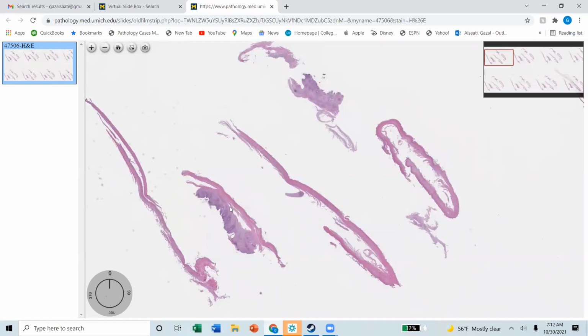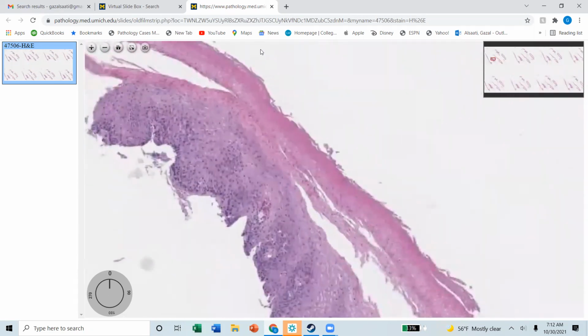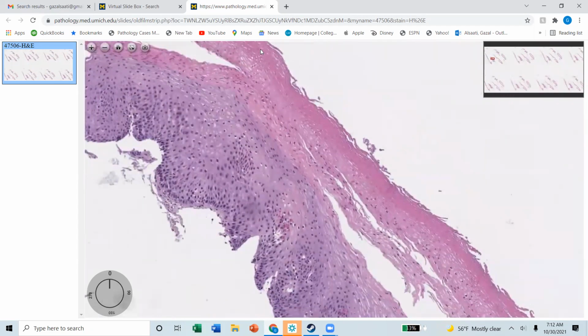Now, this one, I'm very interested to go high power. Over here, I'm also interested to look at this piece here and this piece here, okay? I mean, of course, I'll look at everything, but on low power, these attract my attention because I think these are the pieces that I will make my diagnosis upon. Now, let's see. Over here, I went high power.